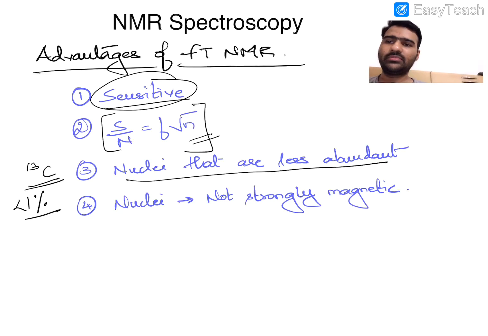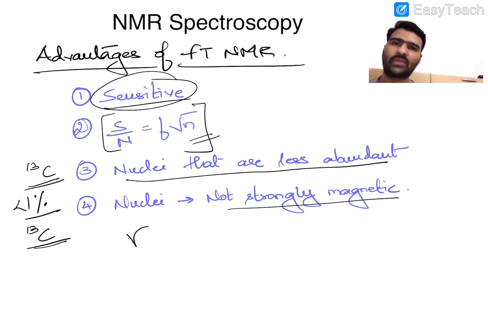Another advantage is that nuclei which are not strongly magnetic, and here also we can cite the example of C13 nucleus. If you go back to video number 1, we had defined a certain parameter for every nuclei called the gyromagnetic ratio, and this gyromagnetic ratio happened to be only a fraction for C13 as against H1. So that means that a C13 nuclei is not as strongly magnetic as an H1 nucleus is, and despite that limitation you can get useful information from running a C13 spectra based on FT technique.